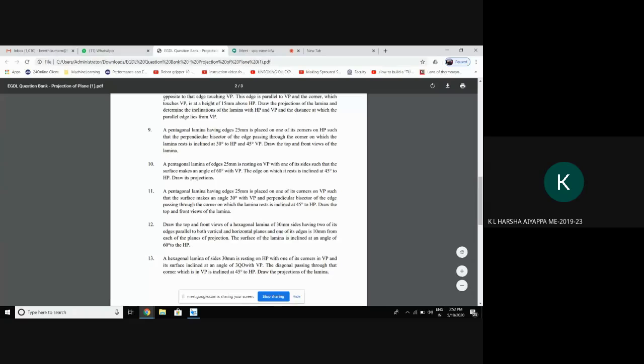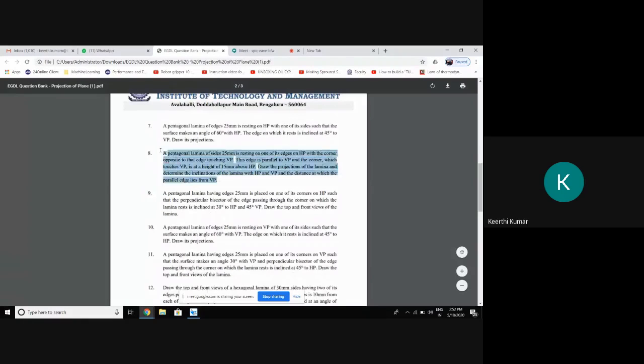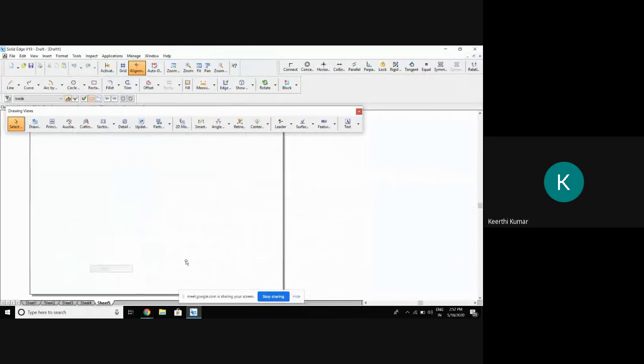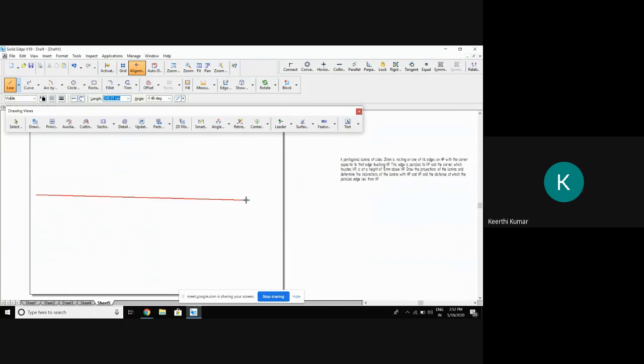So, 8th one, 8th problem. Okay, do that. Copy this. So what is the first thing you're supposed to do? Draw the XY line. This is the first thing you're supposed to do. Capital X, VP, HP, Y. Finished. Now I'll go for the lamina. You will see now which lamina is given.